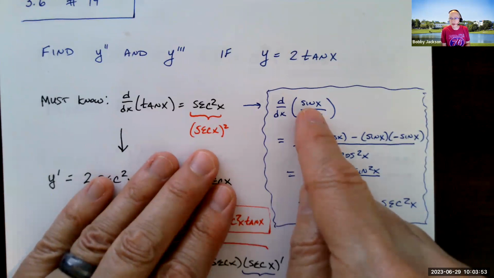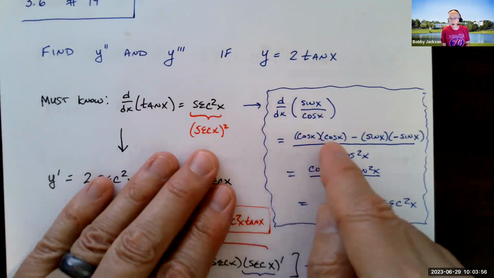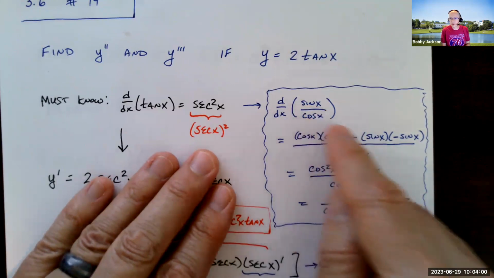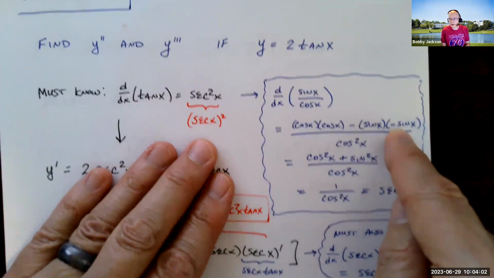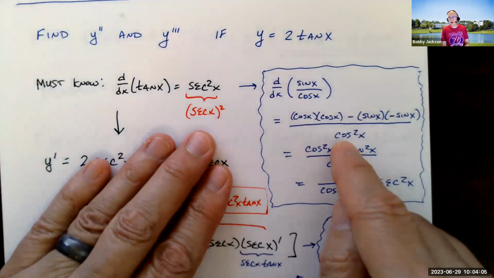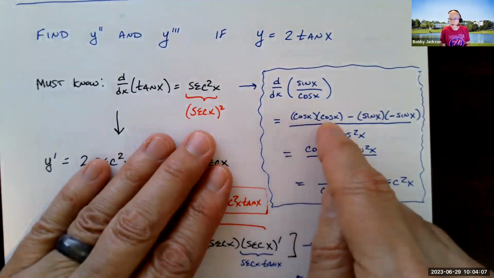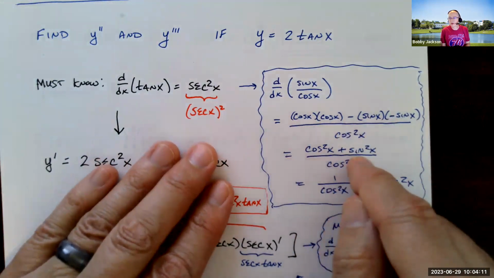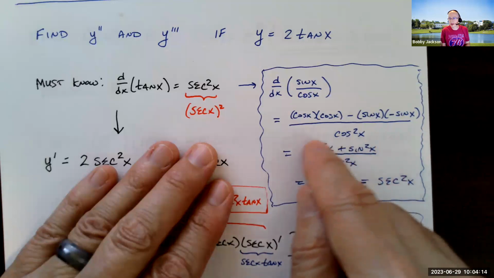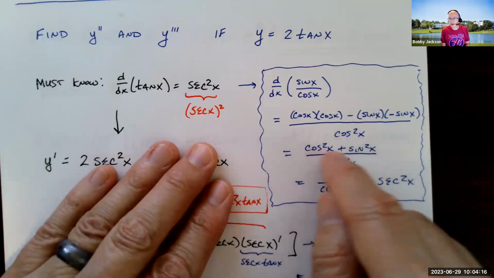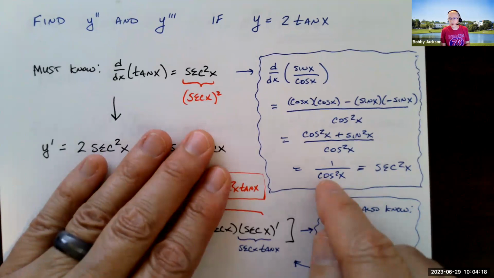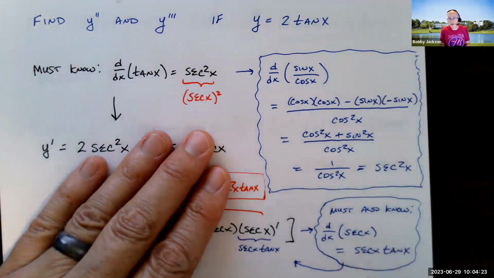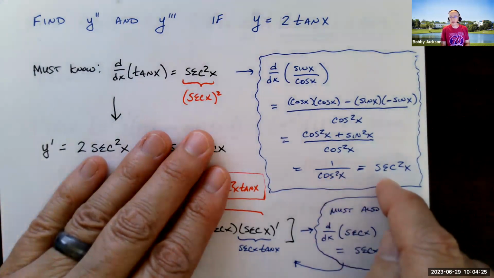What's the derivative of sine of x? Cosine of x times the bottom minus the top, sine of x, times the derivative of the bottom. What's the derivative of cosine of x? Negative sine of x, all over the bottom function squared. All right, now do some simplification here. I get cosine squared x minus a negative plus sine squared x. Well, you should recognize the Pythagorean identity here. Cosine squared x plus sine squared x is just equal to 1. So this is 1 divided by cosine squared x. And remember, secant x is 1 divided by cosine of x. And so this is secant squared x.